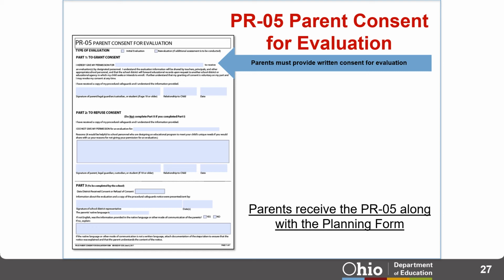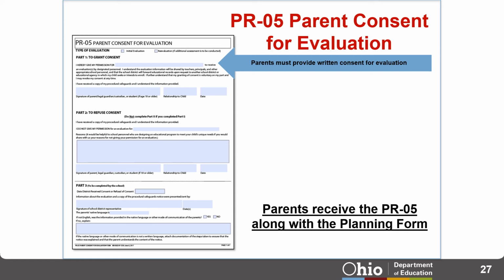At the end of the evaluation planning meeting, the district should present the parent with the Consent for Evaluation, PRO5. This form documents informed written consent given by the parent or guardian, allowing the district to proceed with the proposed evaluation, assessments, and data collection. A planning meeting or other meeting to inform the parent does not need to be face-to-face and can be held over the phone or virtually, but the consent needs to be written and cannot be verbal consent.